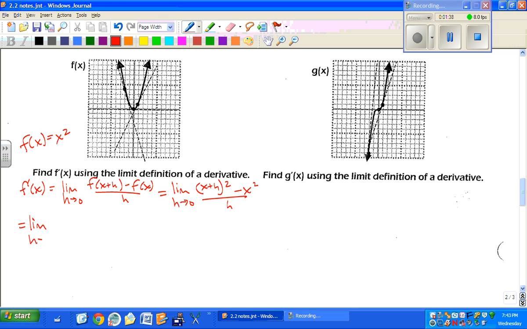So we get the limit as h approaches 0. If we multiply this out, we get x squared plus 2xh plus h squared minus x squared all over h. So as always, we get a couple things to cancel out. Now we're left with a couple things up top, and they both have h's in them. To save us a little writing, I'm not going to write out what's left over. I'm going to go ahead and factor. We can take an h out of both of those terms. That allows us to cancel out the h in the bottom.